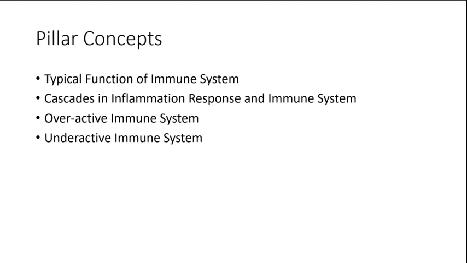Okay, so first one is typical function of the immune system. In other words, understanding what the immune system is and how it works. That's where that content lives in your curriculum here in this class. Next are the concept of cascades, building between the inflammation response and the immune systems. This idea of how that chemical signaling process occurs, and understanding that gives you a real sense of where different things can come in terms of medical treatment.